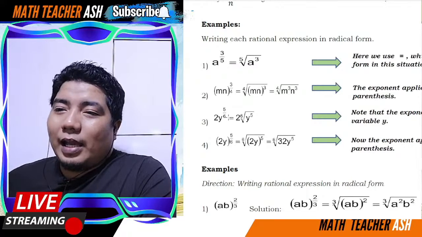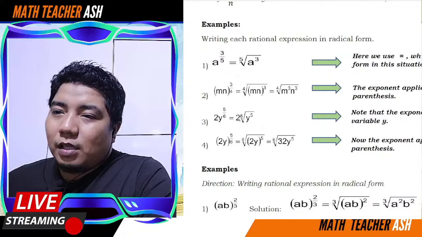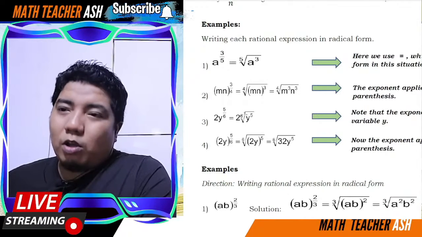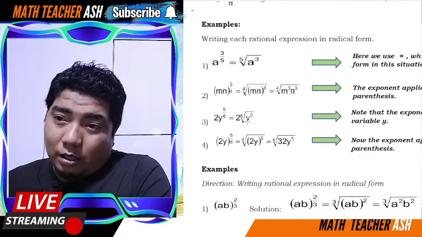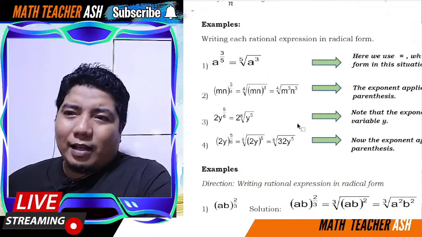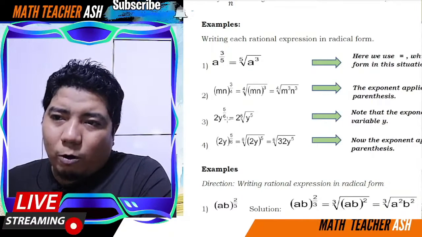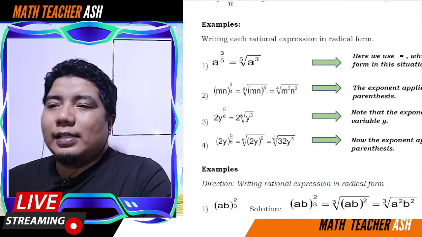At ang mangyayari ay itong 6 magiging index, so 2 times the 6th root of y, which is the base, to the power of 5. Ganun lang kadali, my dear math learners. So, hindi kasali si 2. Si y lang ang nasa loob ng radical symbol.